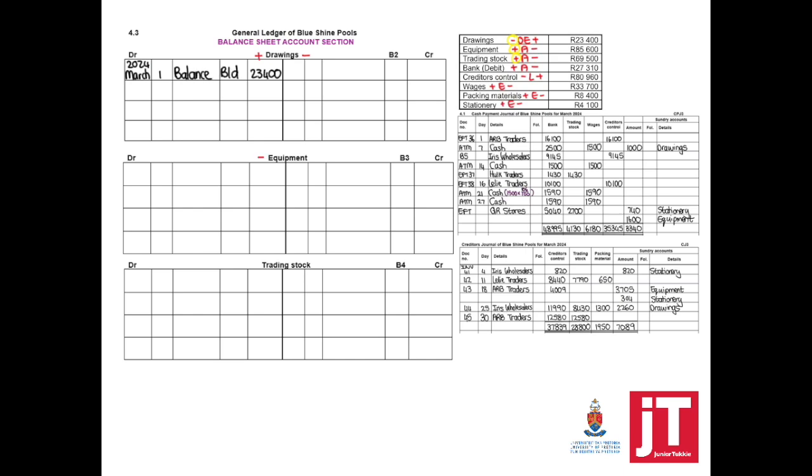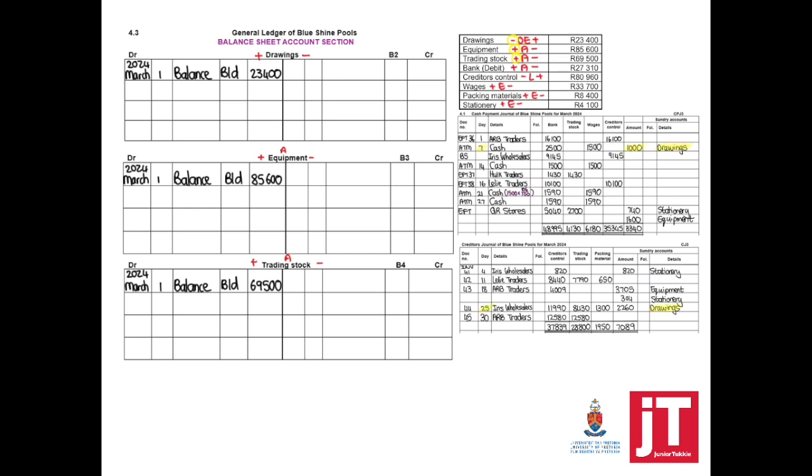So on the 1st of March 2024, we're going to write the balance brought down for each one of these accounts: drawings, equipment, and trading stock. Now we can post from the journals. You need to make sure that it is in date order. When posting from money columns, it is at the end of the month. When posting from sundry accounts, it's on the day the transaction took place.